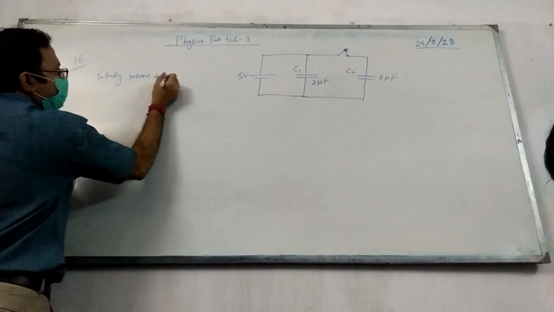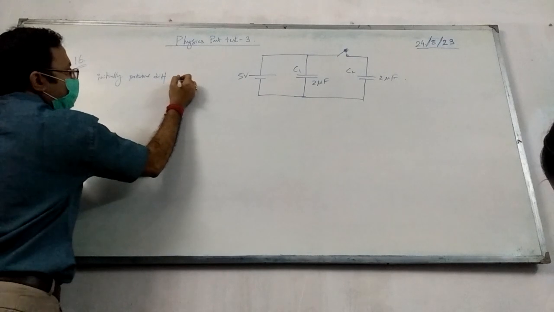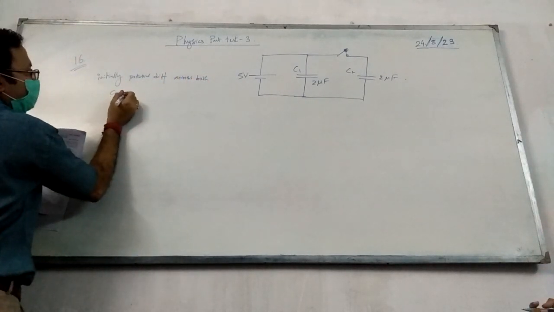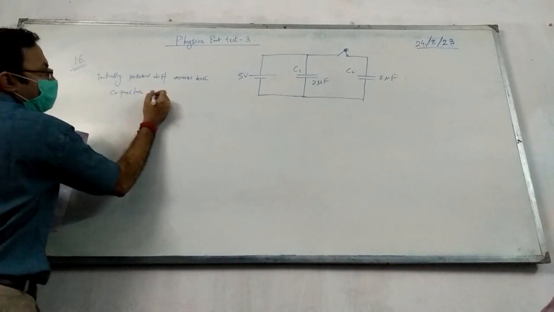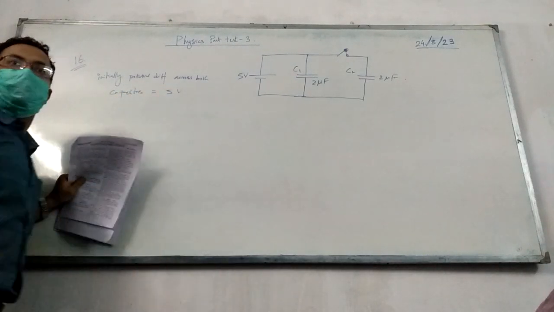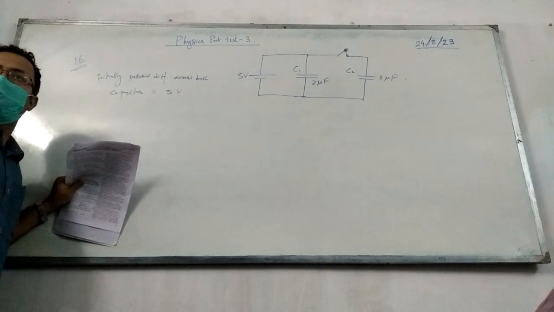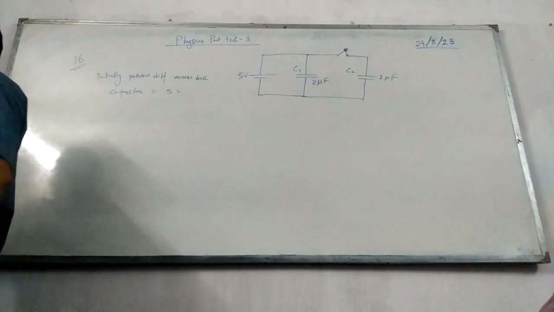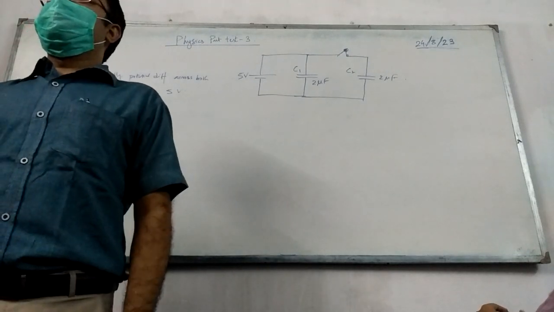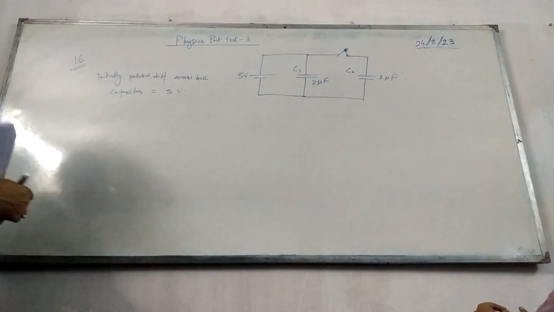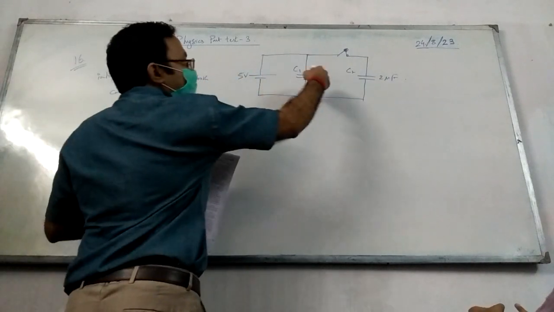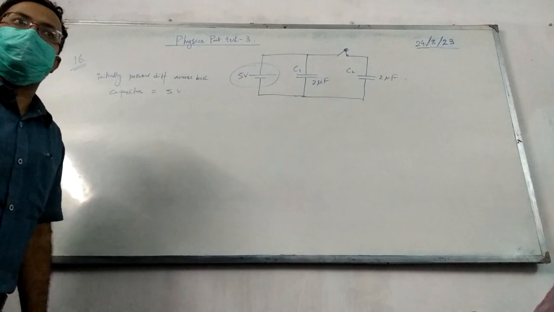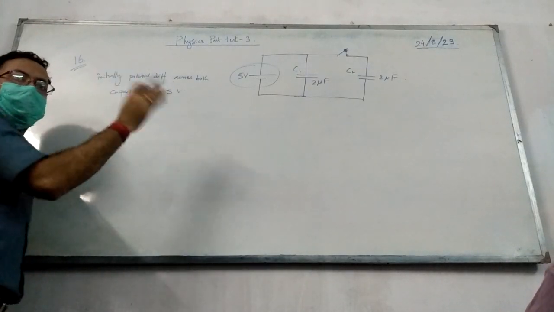the potential difference across both capacitors was how much? They are in what connection? Parallel. In parallel connection, what remains the same? The potential difference between the plates remains the same. So the first capacitor is 5 volt, the second capacitor is 5 volt.